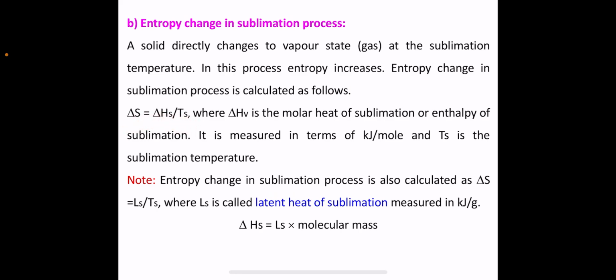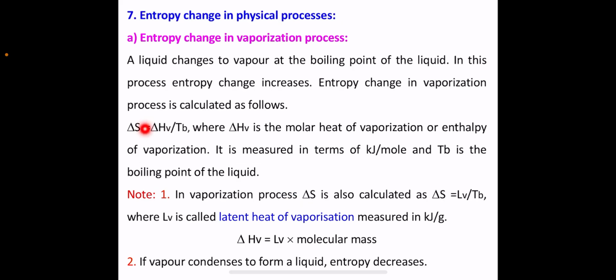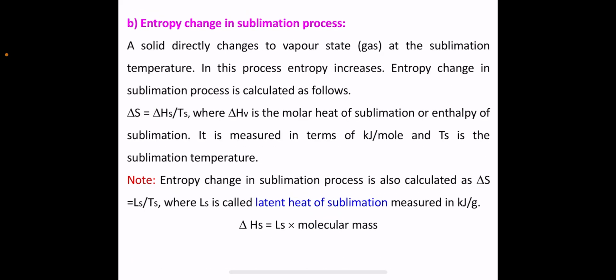Just like how we calculated the entropy change in vaporization, we are going to calculate the entropy change in the sublimation process also. So entropy change delta S is equal to delta Hs divided by Ts. And here this is delta Hs, not delta Hv, the molar heat of sublimation or enthalpy of sublimation. It is measured in kilojoules per mole, and Ts is the sublimation temperature.